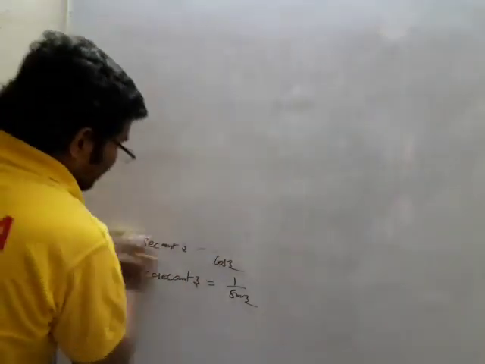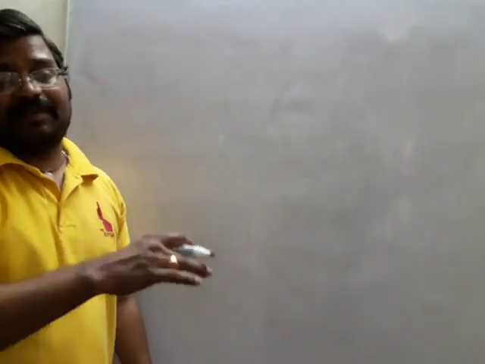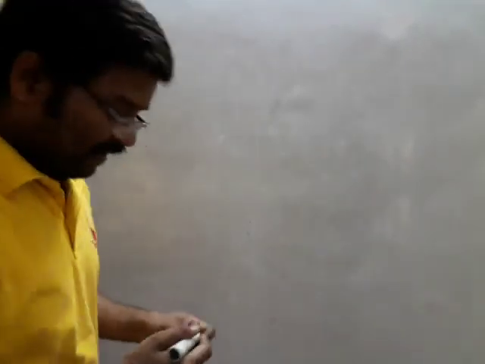And sin a plus b is sin a cos b plus cos a sin b, sin a minus b is sin a cos b minus cos a sin b, cos a plus b is cos a cos b minus sin a sin b, cos a minus b is cos a cos b plus sin a sin b. These are all formulas you have to remember, so that you can do many more problems. Thank you.